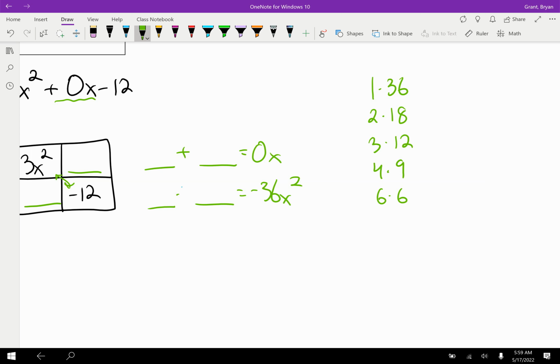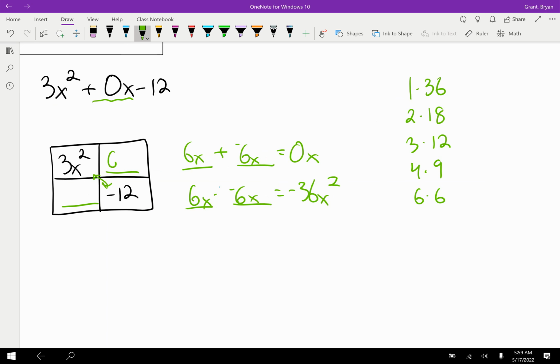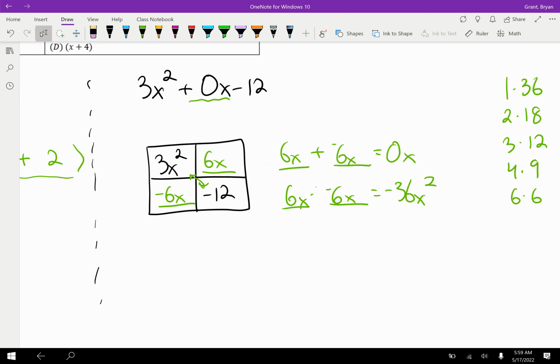Which of those are 0 apart? Well, 6 and 6. 6x, 6x. In order to multiply to make a negative, one of them has to be negative, and 6 minus 6 is 0. So 6x and negative 6x. Now this is the part where you might get a slightly different answer than I, and that's okay. I'll show you both, but both of them will ultimately work out.